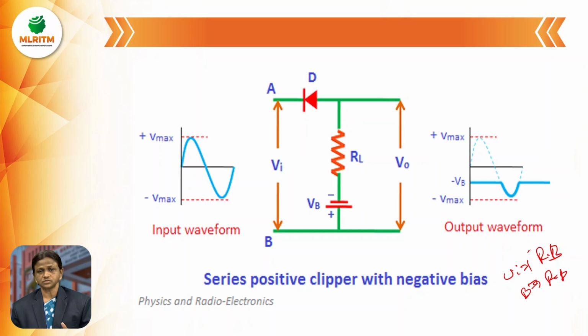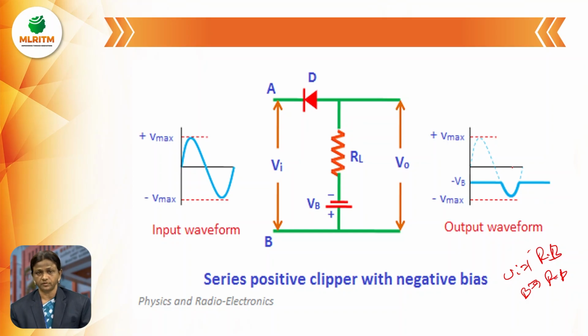So, the total positive half cycle must be cut off at the output side. That's why during the positive half cycle, the corresponding output equals 0. The total positive half cycle must be cut off at the output side, and that portion must be represented by a dotted line. Here VB is nothing but a negative voltage, that's why this VB line is considered below the x-axis.